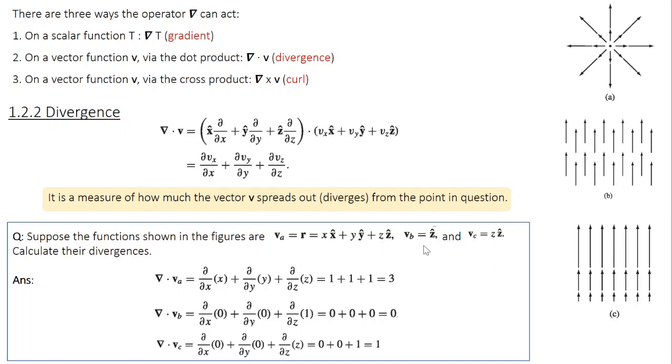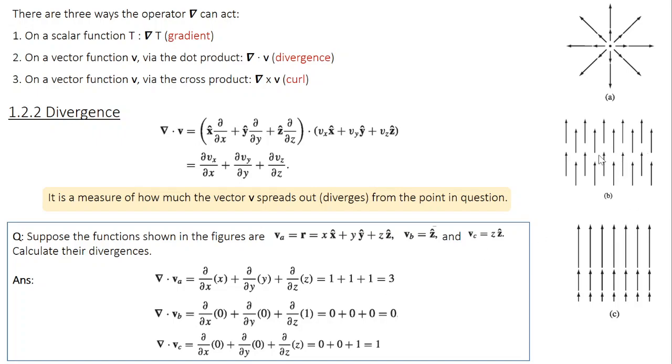For the second case, the function is VB equal to z cap, and for figure C, the function is VC equal to z into z cap. Calculate their divergence. So you know the definition of divergence, it is del dot the function. So for the first case, you will get dou by dou x, x plus dou by dou y, y plus dou by dou z, z. This is 1 plus 1 plus 1, which is 3. So as we have discussed, for the first case, you get a positive divergence.